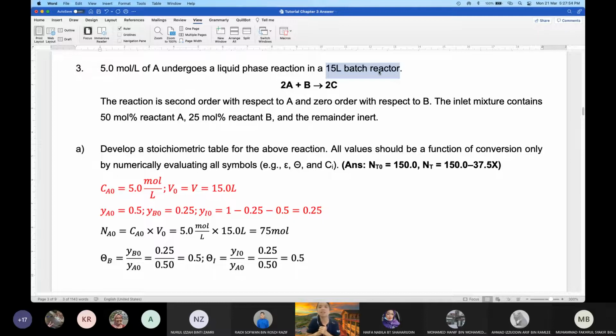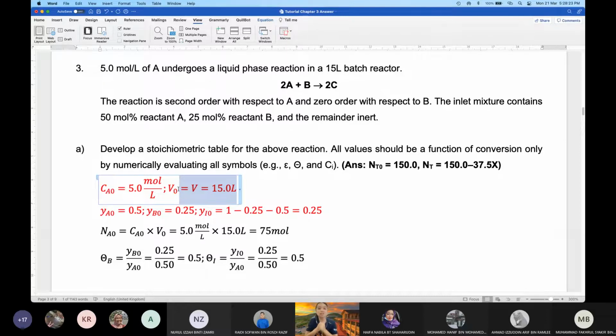So, apa tu 15 liter? So, kamu tahu liter, dimension dia volume. So, this is the volume of the reactor. They give us the volume of the reactor as 15 liter. So, kamu pernah belajar for batch reactor, dia macam concentration juga kan. Kita ada initial concentration, kita ada final concentration. So volume pun technically, volume reactor technically ada initial volume V0 and outlet volume V.